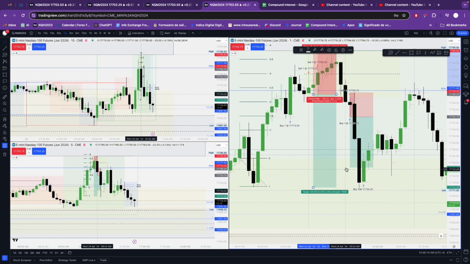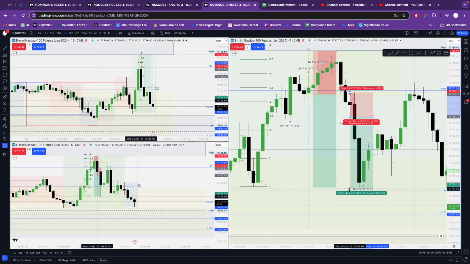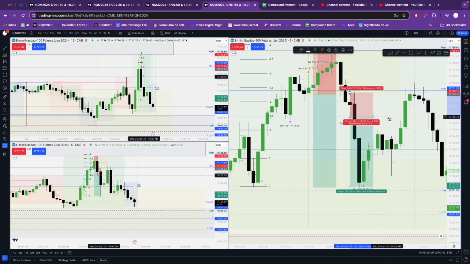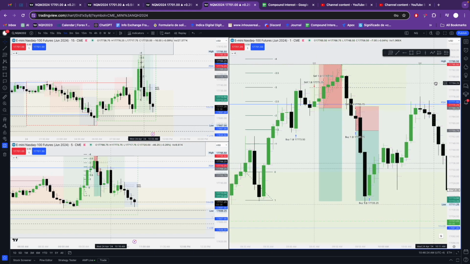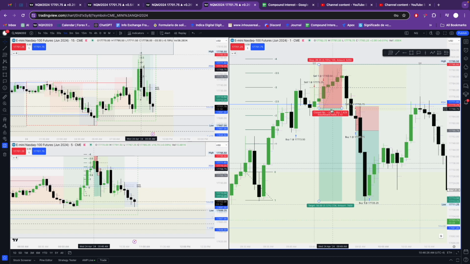But here it is, 56. If we were to take it all the way down here, almost a 3 to 1 ratio. Not bad. Not bad at all. But the ultimate risk reward ratio is here.